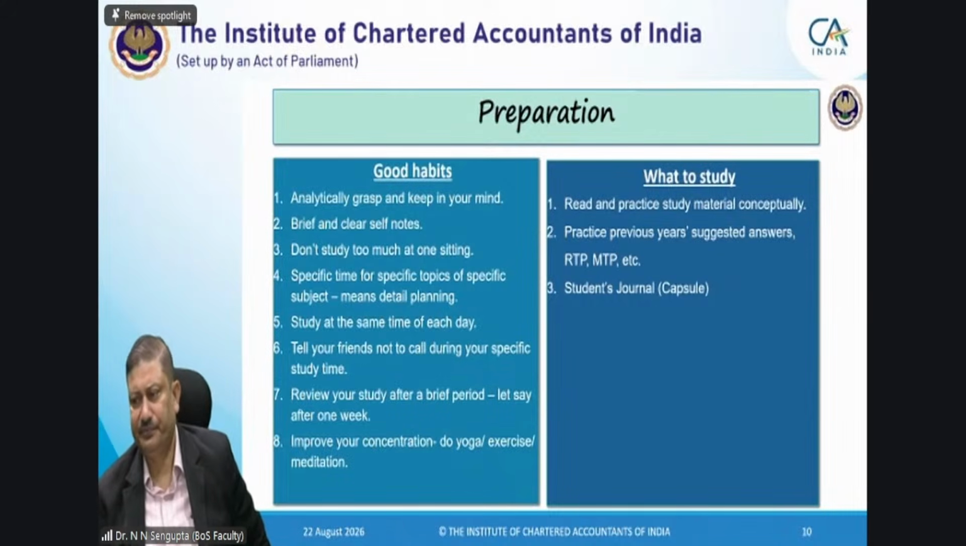Now, since many of you will be appearing in the next examination, which will be held from September, what preparation tips can we give? Some good habits: analytically grasp and keep it in your mind. So you need to revise it again and again. Brief and clear self notes.